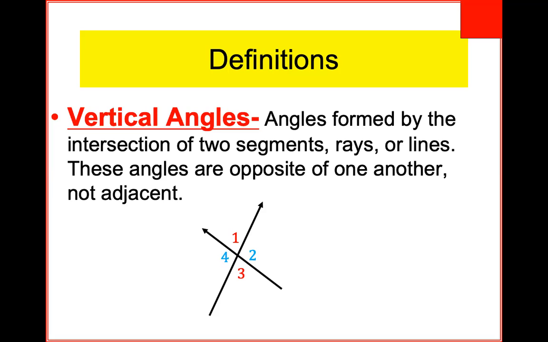They're not adjacent. Adjacent means next to each other. They share a common vertex, common ray. These are angles that are formed by an X, and they're across from each other, opposite. So literally for your definition, just put vertical angles, aka opposite angles. Now, the reason why I wrote big, big, big is because we will use vertical angles very frequently. Very frequently.